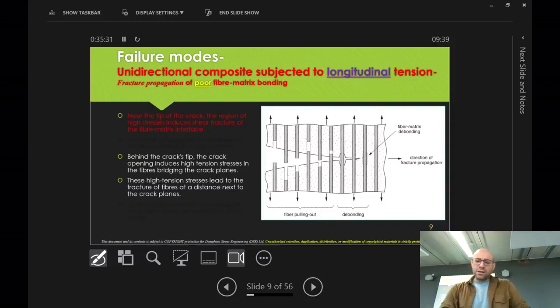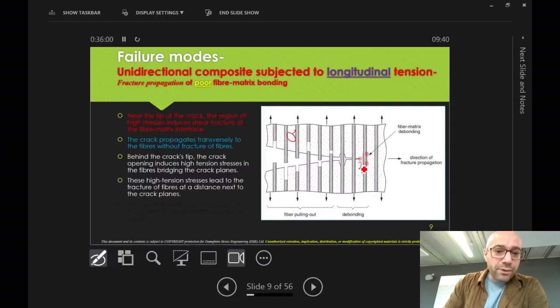So at the crack tip, you've got high stress concentrations. Always know that at the notches, the sharp corners in the structure, the stress discontinuity, you've got stress raisers, high stress concentrations. Which means if you have a stress of sigma here, you would potentially have a stress of 3 to 4 sigma there. So these local high stresses initiate cracks. So the cracks form. That's the first step. The crack propagates transversely to the fibers without fracture of fibers.